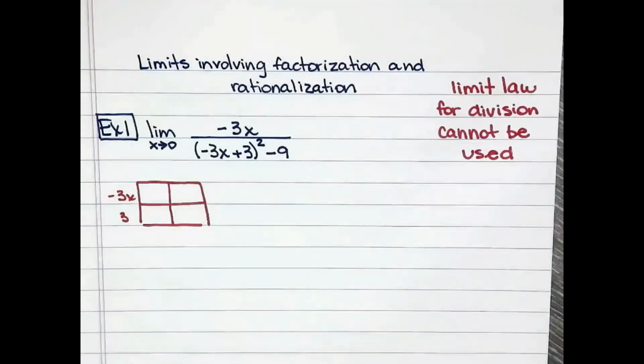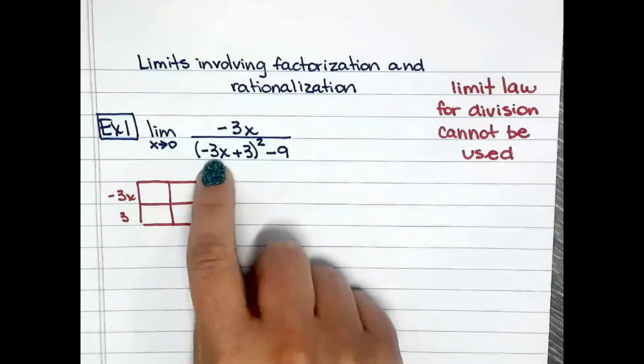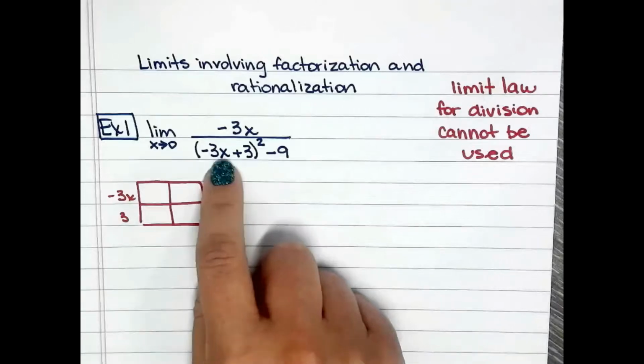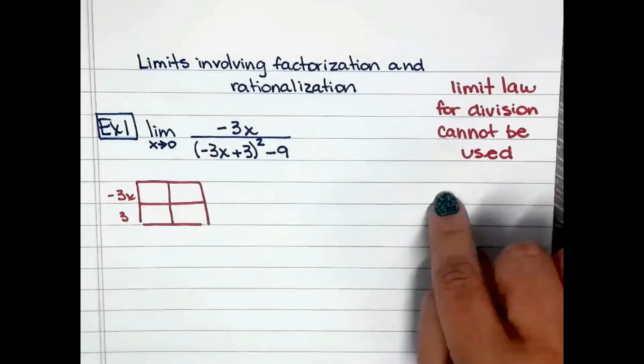Today we're working on limits involving factorization and rationalization. And then you're like, why are we doing this? Why can't we just plug in 0 right there and find the limit by substitution? Well, the limit law for division cannot be used in these questions.